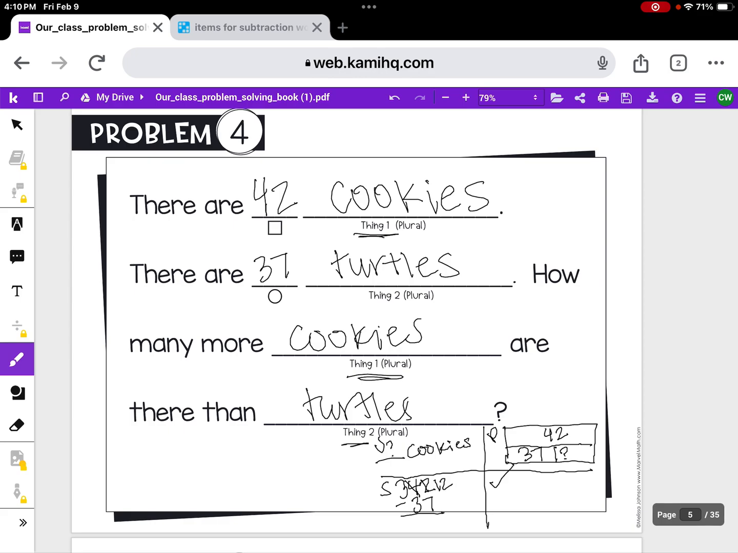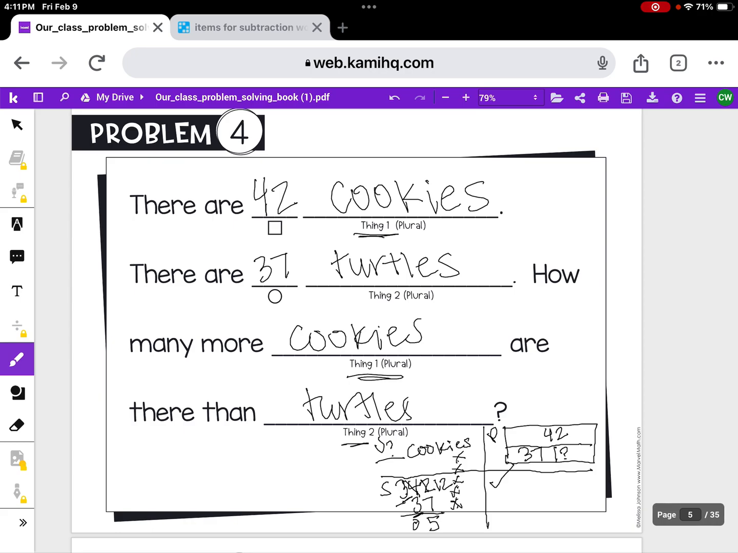If I'm not quite fluent, then I can do my add-on or count-on. So I have 7, 8, 9, 10, 11, 12. I have 1, 2, 3, 4, 5. 5. And then 3 minus 3 is 0. So I have 5 extra turtle cookies. And Miss Willis can eat the 5 extra turtle cookies if she wanted to. Or I could share them with my class. We'll see.